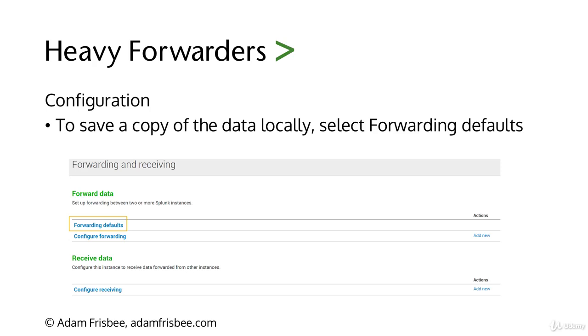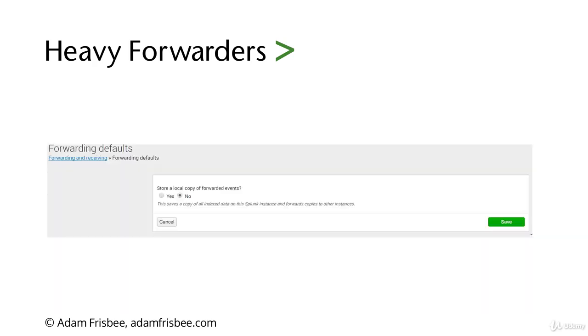If you go to Forwarding Defaults, it will ask you if you want to store a local copy of the forwarded events. You can choose yes or no there. You can probably think of some use cases in which you would want to store a local copy of the events and some in which you would not. If this particular machine is pretty lightweight and doesn't have a lot of storage, you may not want to store a copy of forwarded events on the machine locally.